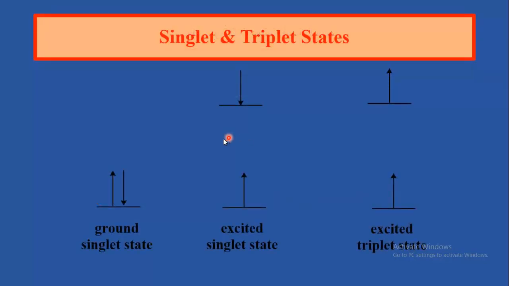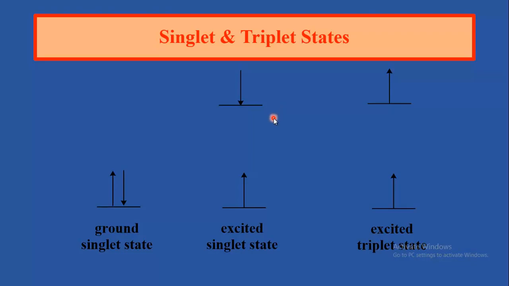Here we can check the singlet and triplet states. This is the ground state. When radiation falls on a molecule, it will be excited. This is the excited state of a singlet state molecule. Here one electron is in this state and the other in the other state, so this is plus 1 by 2 and this is minus 1 by 2. And the other is the triplet state, in which both electrons are in the same parallel state. So this is the singlet and triplet state in excited form.